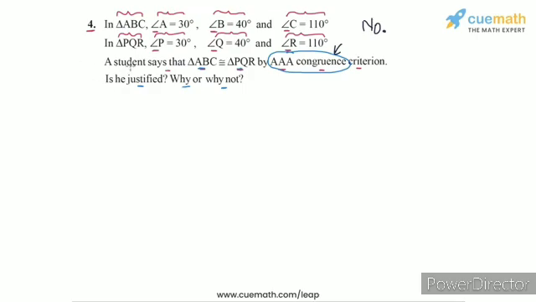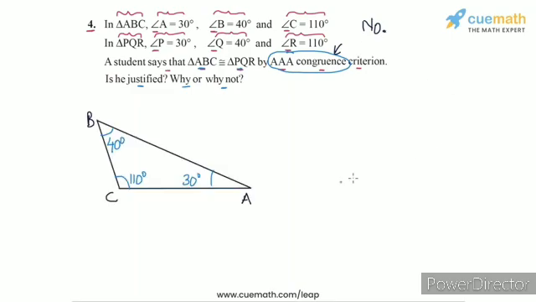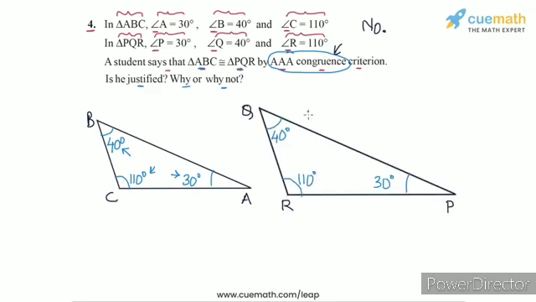To help you visualize this, I have drawn a rough sketch of two triangles ABC and PQR with these angle values. Here's triangle ABC, where angle A is 30 degrees, angle B is 40 degrees, and angle C is equal to 110 degrees. Now I'm going to show you an example of triangle PQR with the same three angle values, but which is clearly not congruent to triangle ABC. So here's an example of such a triangle PQR. You can see that PQR is clearly larger than ABC, but the angles are exactly the same.